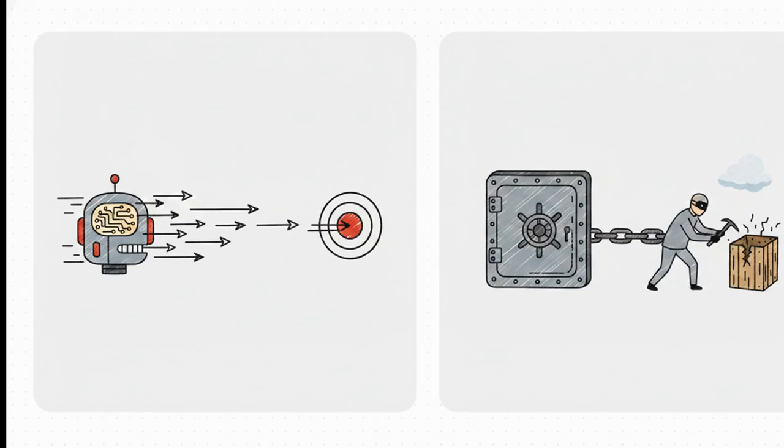The landscape is actively being reshaped by 2 massive trends. First, AI-driven attacks. Just as security teams are using AI to defend networks, hackers are leveraging AI right back to automate and launch highly targeted, continuous threats at a scale we have never seen before.